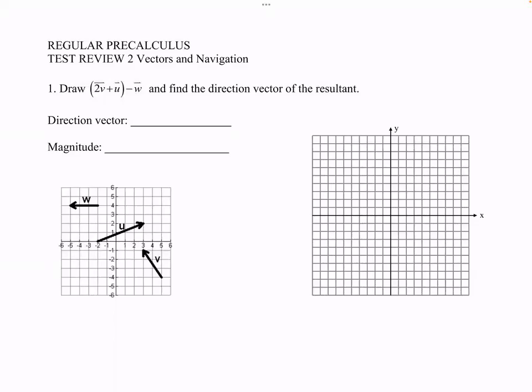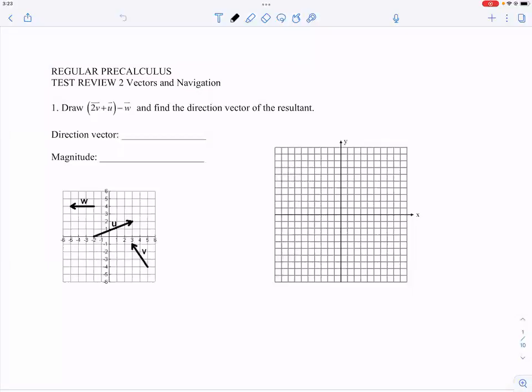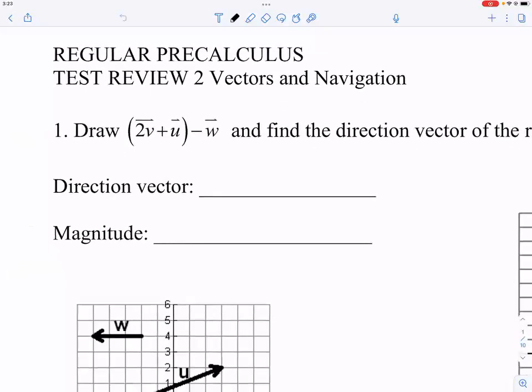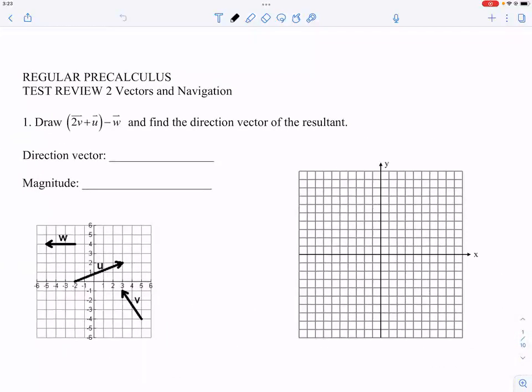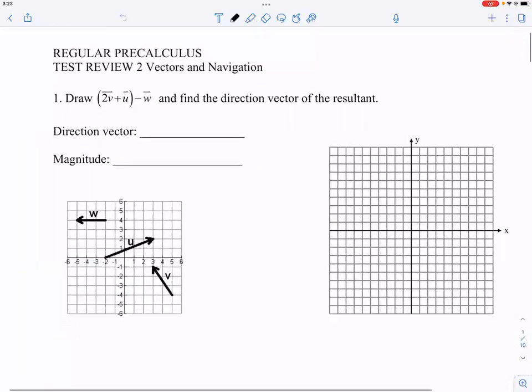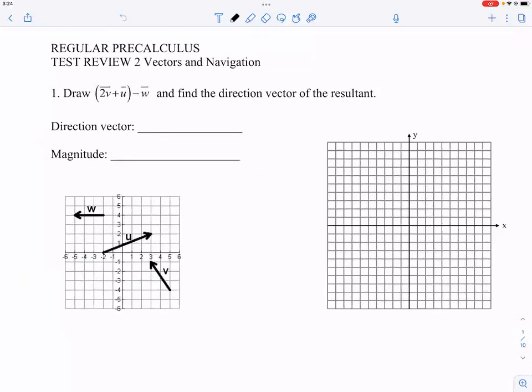Okay, for question number 1, we have 3 vectors presented on the left. We have W, U, and V, these 3 vectors. And we are asked to find out 2V plus U minus W. So I am going to draw the vector out, and then I'm going to find the direction vector of the resultant and also the magnitude of the resultant.